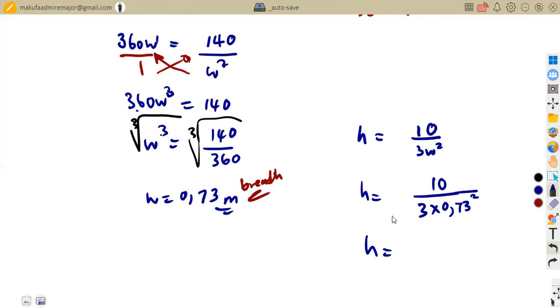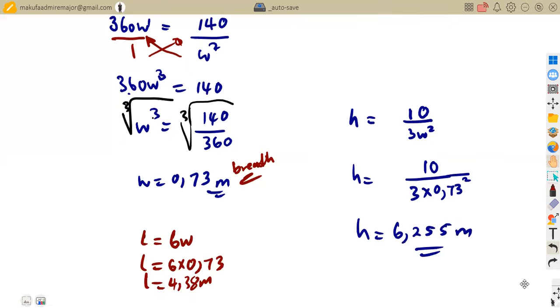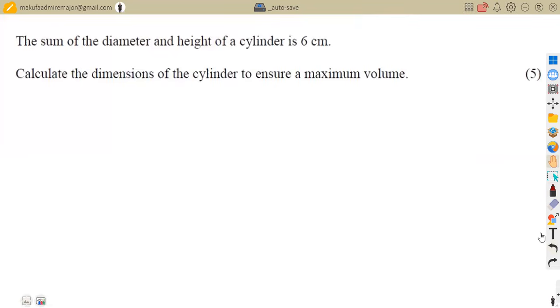This is going to give us the height, which is 6.255 meters, to 3 decimal places. The same applies for the length. In this case, we're given that length is 6W, so it's going to be 6 times our width of 0.73. This is going to give us the length, which is 4.38 meters. So these were the dimensions that are going to minimize our cost in this case. That's the whole idea. You just need an expression that represents whatever is supposed to be maximum or minimum. With that expression, find the derivative and set it equal to 0. We are done.